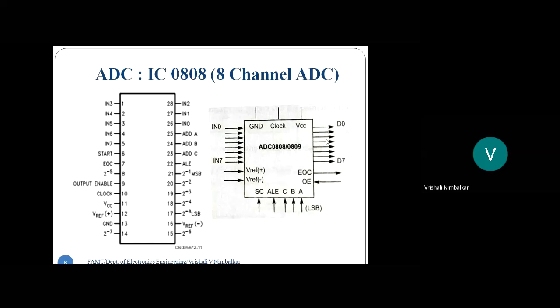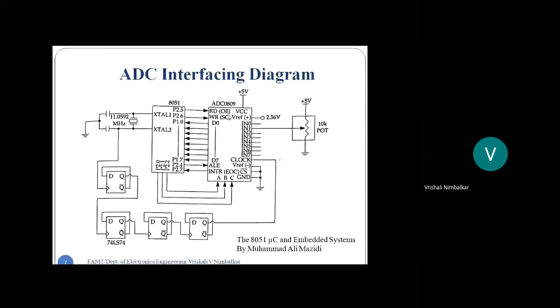So now let us look into the interfacing diagram. ADC, see, the digital pins are input to microcontroller, port 1. Correct. ALE is controlled by microcontroller, so ALE is connected to P2.4. End of conversion is connected to P2.7. Start of conversion is connected to P2.6. Output enable is P2.5. Next, the address bits ABC are connected to P2.0 onward. So digital data is available on port 1 and the remaining control signals are connected to port 2.